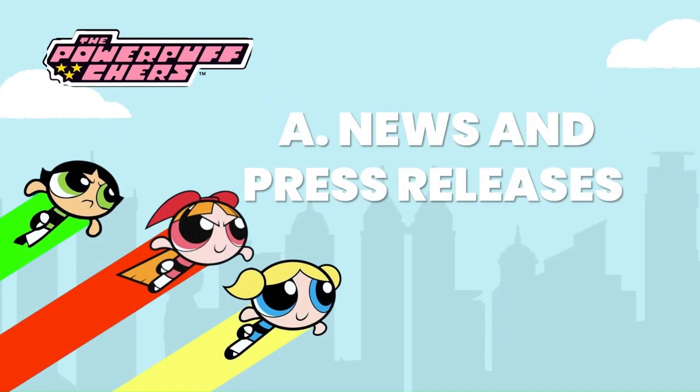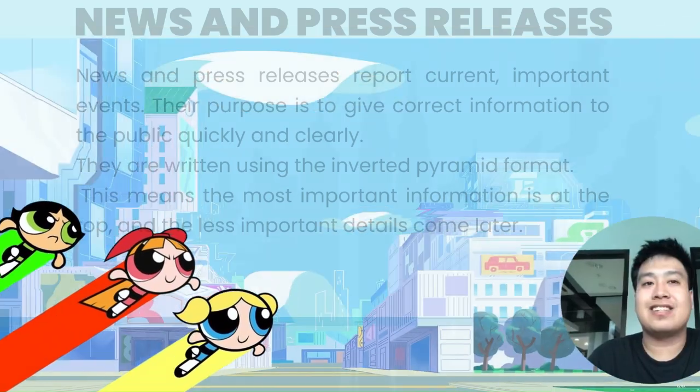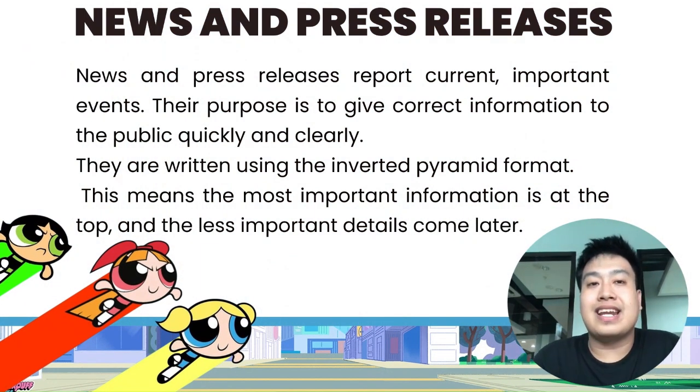An example of journalistic text are news and press releases. News and press releases report current events and important issues. Their purpose is to give correct information to the public quickly and clearly. They are written using the inverted pyramid format. This means that the most important information is at the top and the less important details come later.